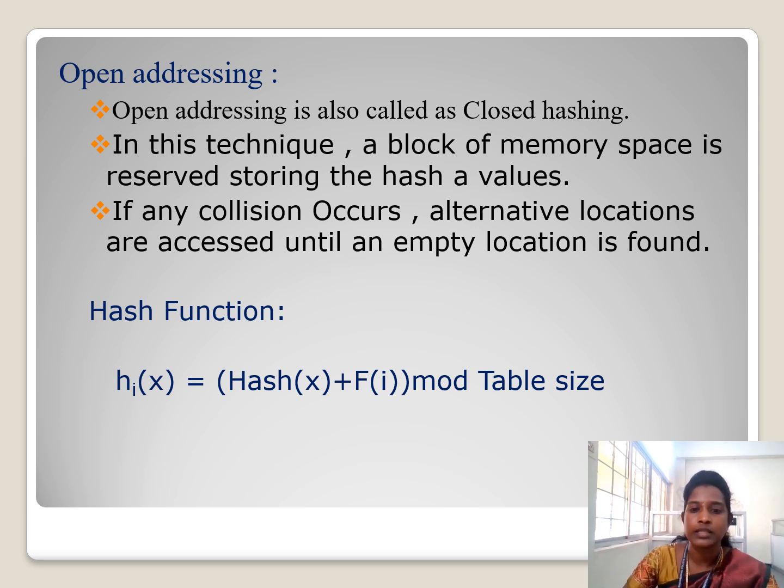In this technique we are using a block of memory space which is reserved for storing the hash values. I have already told you what a collision is and how the situation occurs. If any collision occurs, it is an alternative way to resolve that collision that we are going to use under open addressing. So this is the hash function for open addressing: Hi(x) = (hash(x) + f(i)) mod table size.